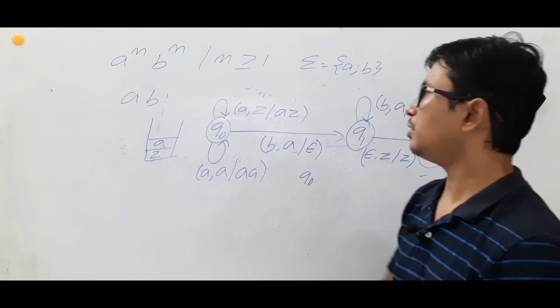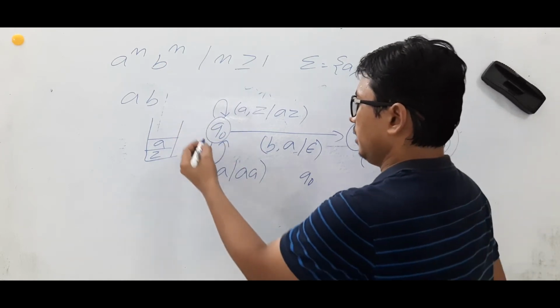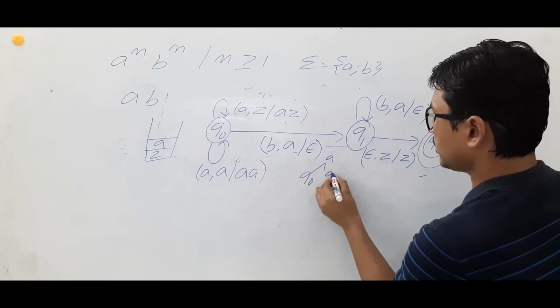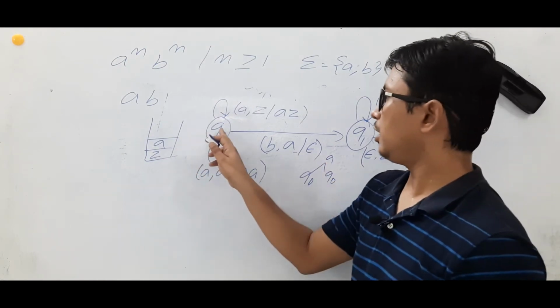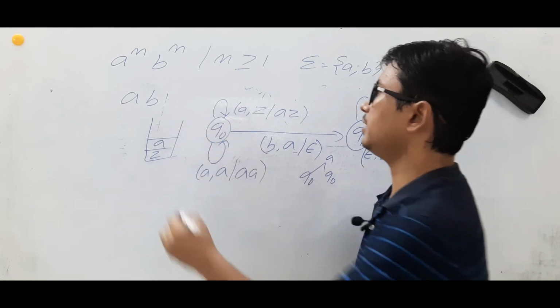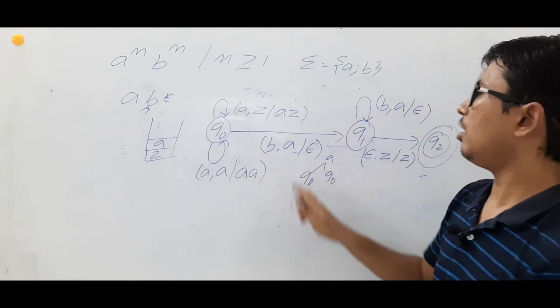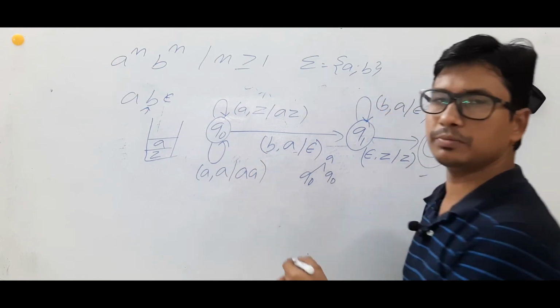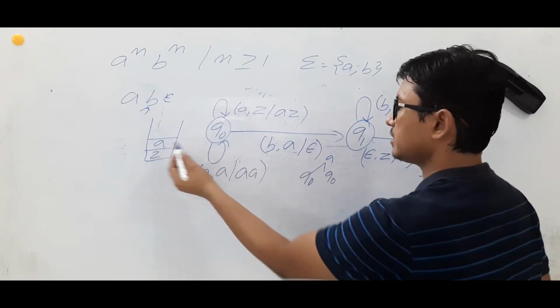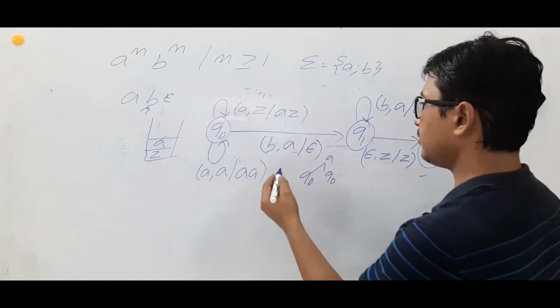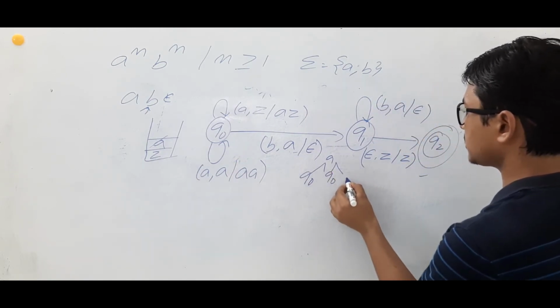Now I am in the state Q0 only. Q0 on A, I am in Q0 only. Now from Q0, on B, the input symbol is B and the stack symbol is A. You are popping that A, and you reach the state called Q1.